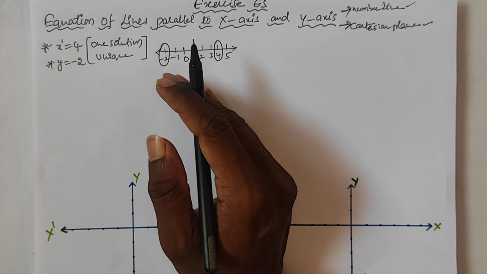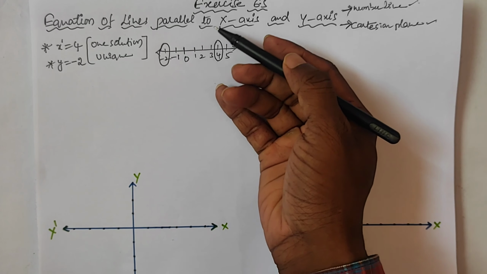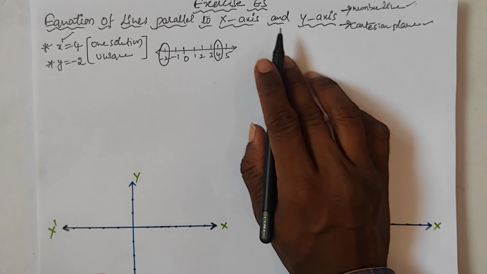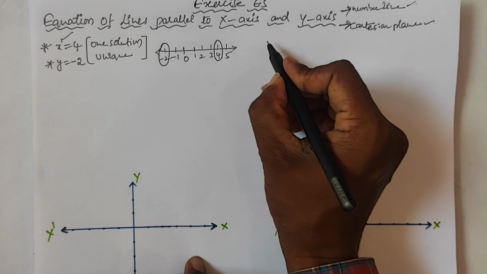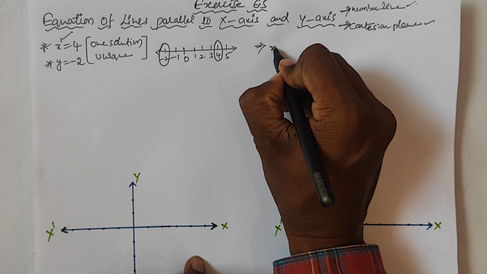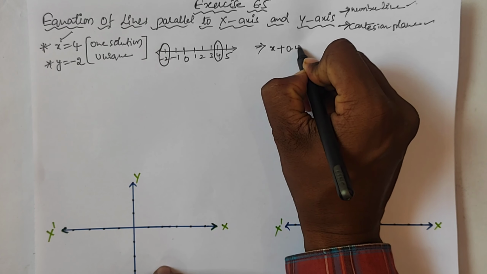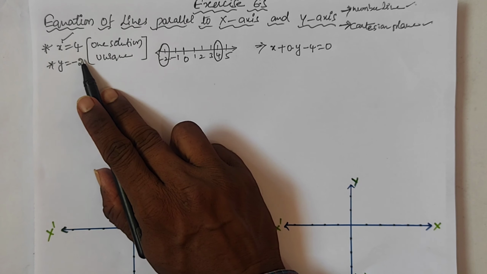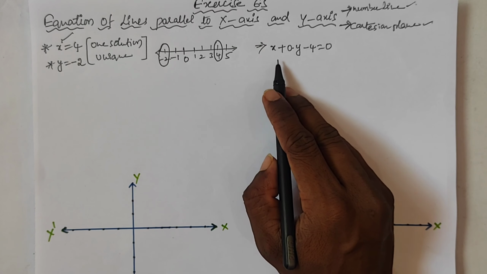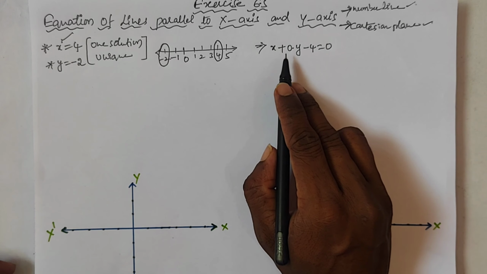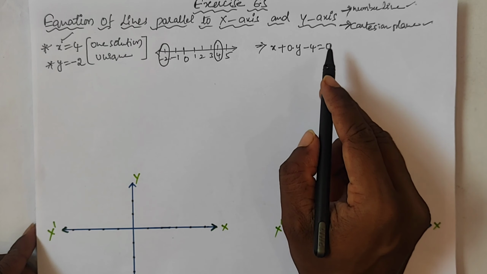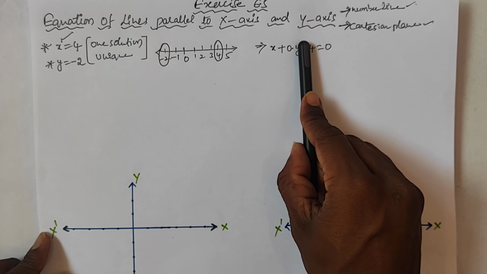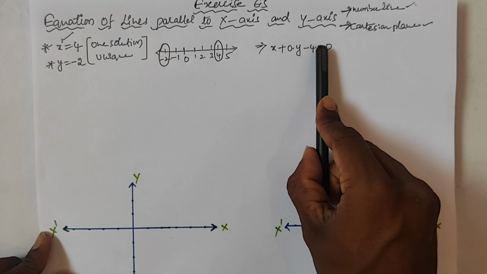Now we'll consider a linear equation in two variables and try to plot the coordinates on the graph. I'm considering the same equation x equals 4 and we'll try to write it as a linear equation in two variables. I'm writing it as x plus 0 into y minus 4 equals 0. If you observe clearly, 0 into y becomes 0, then the remaining is x minus 4. If you transpose minus 4, it becomes plus 4, nothing but x equals 4.